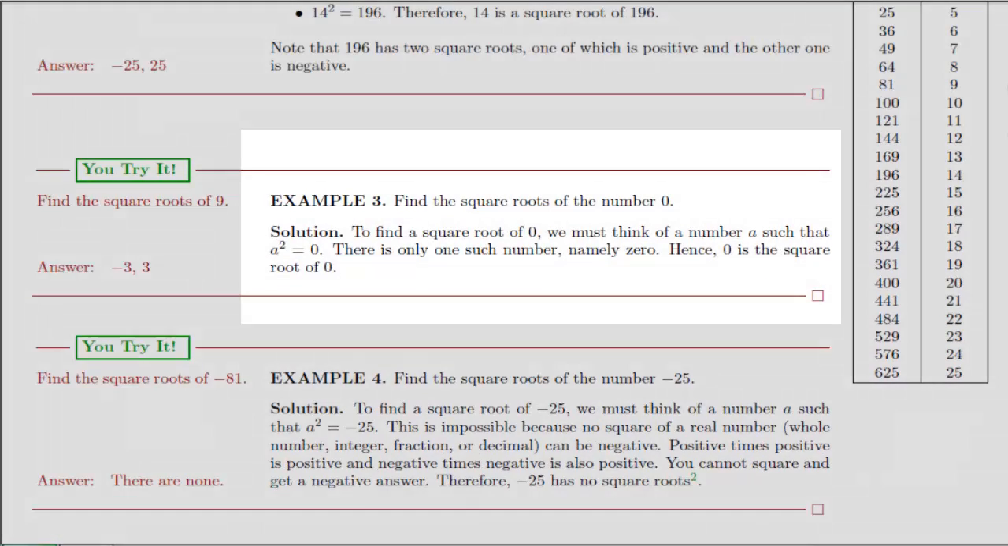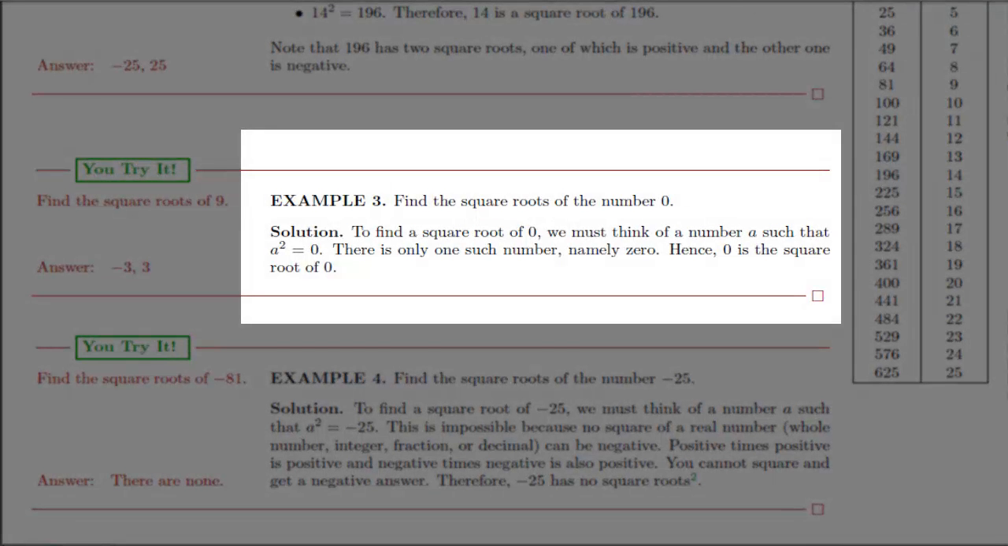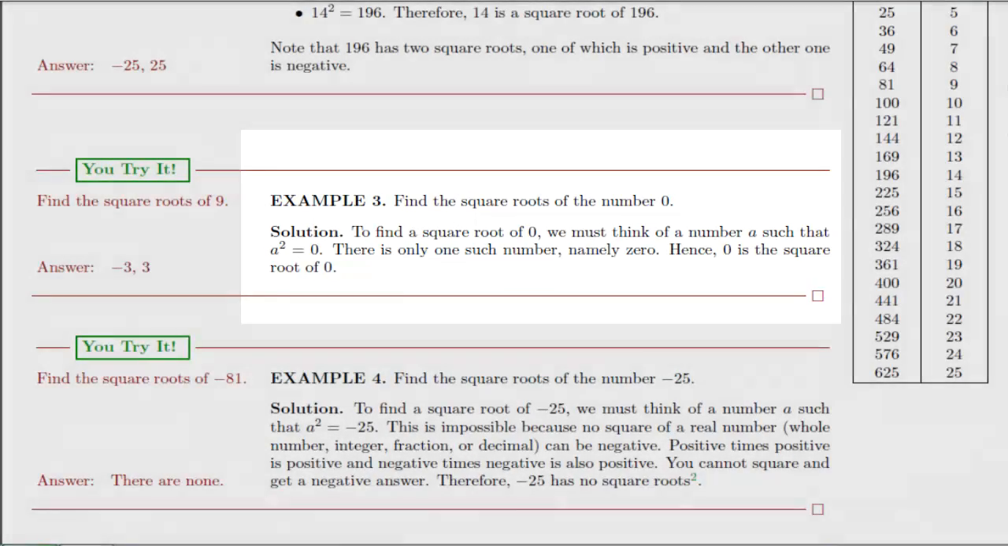Example 3. Find the square roots of the number 0. Solution. To find a square root of 0, we must think of a number a such that a squared equals 0. There is only one such number, namely 0, hence 0 is the square root of 0.